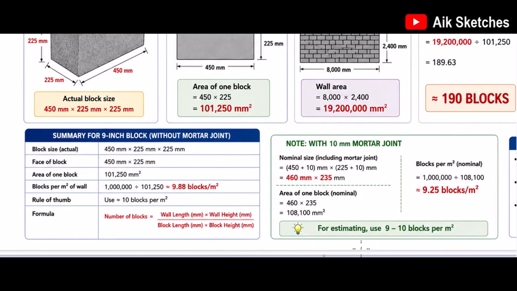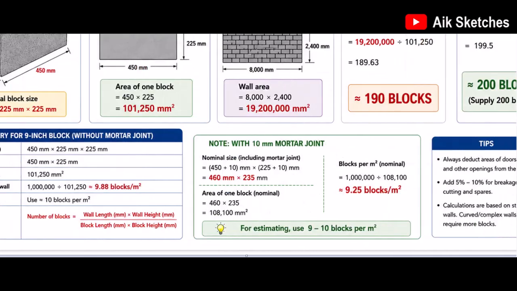Okay, so a few tips before we close for today. Number one, always deduct areas of doors, windows, and other openings from the wall area. We are going to be treating this in our next class. We're going to be treating walls that contain windows and doors or any sort of openings, and how you calculate the blocks with these windows and doors present.